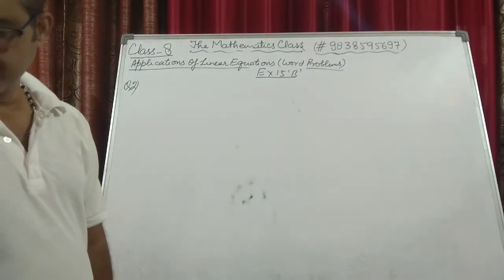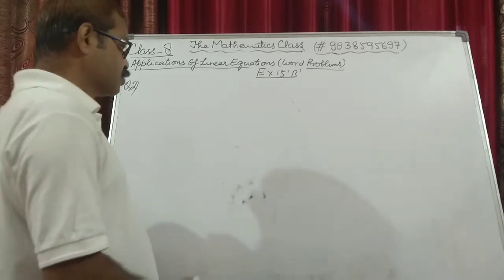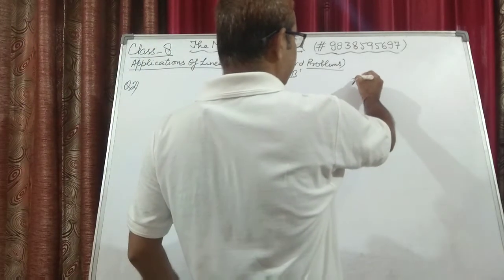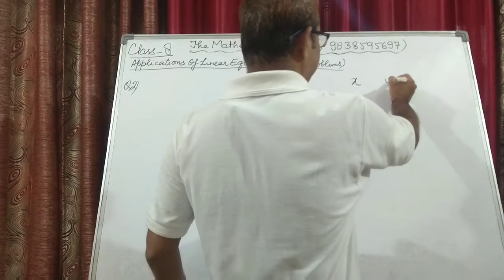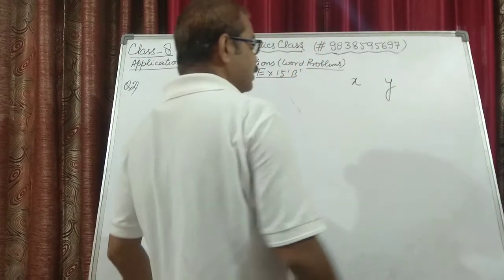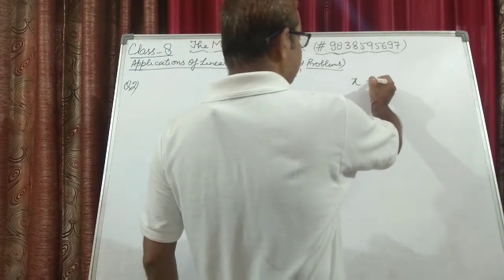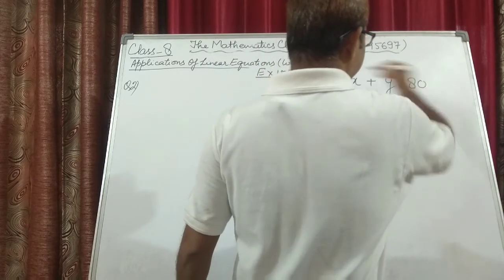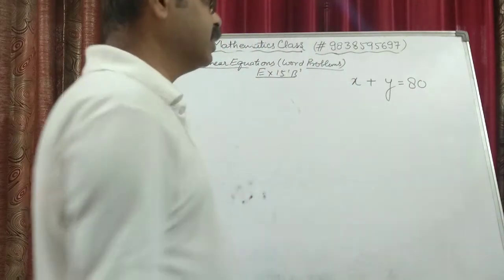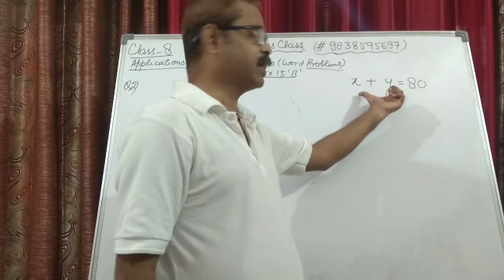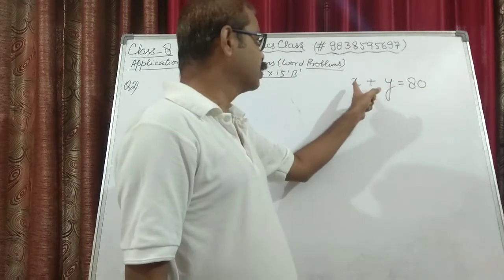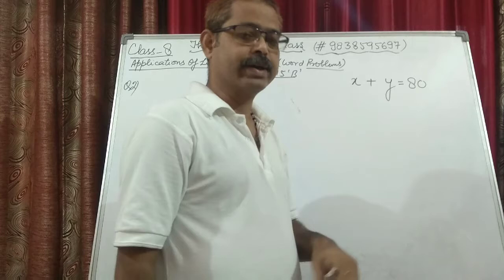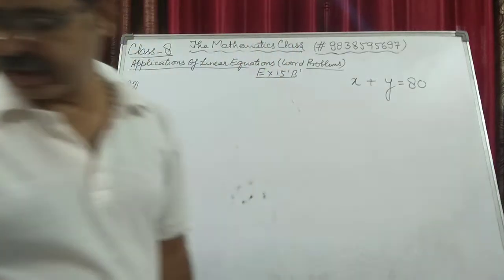They say the sum of two numbers is 80. To make you understand, let us consider that the two numbers are x and y. Sum of two numbers means x plus y is equal to 80. We have made a mathematical equation, but here we are using two variables x and y, and we need to use one variable only. So let's see what is there in the next sentence.